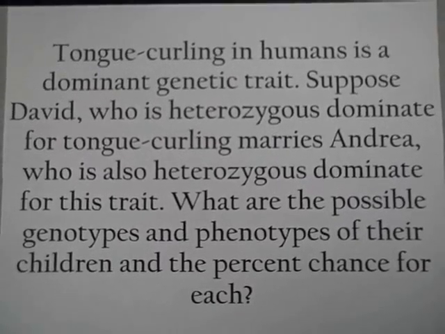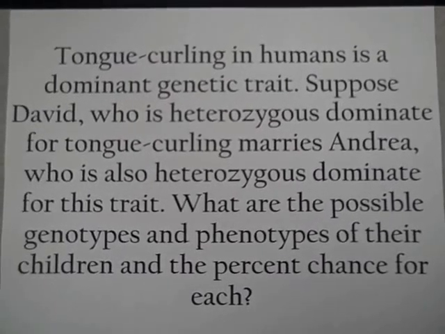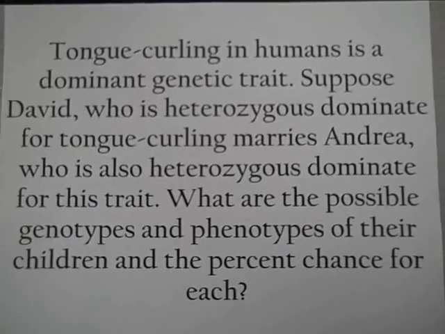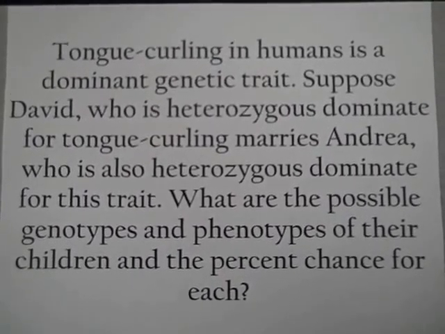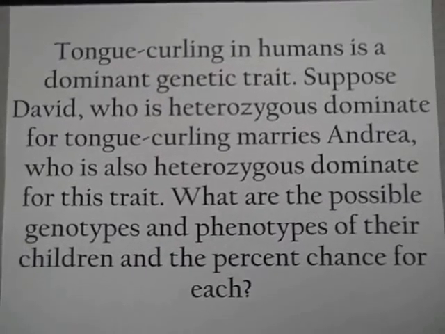Tongue curling in humans is a dominant genetic trait. Suppose David, who is heterozygous dominant for tongue curling, marries Andrea, who is also heterozygous dominant for this trait. What are the possible genotypes and phenotypes of their children and the percent chance for each?